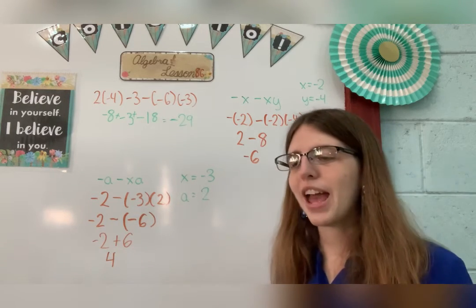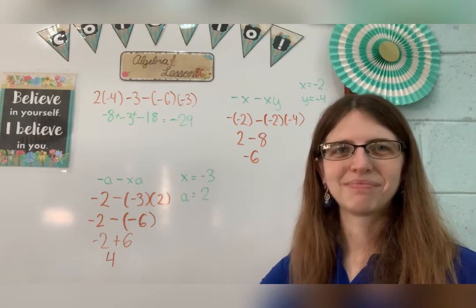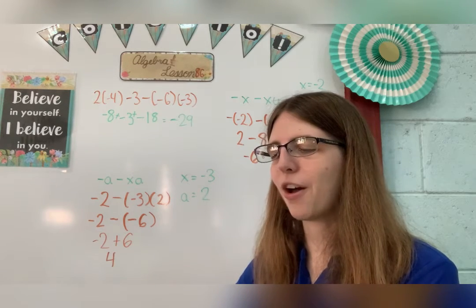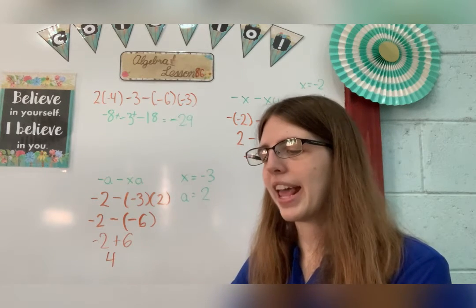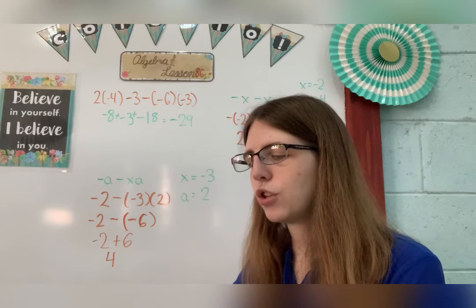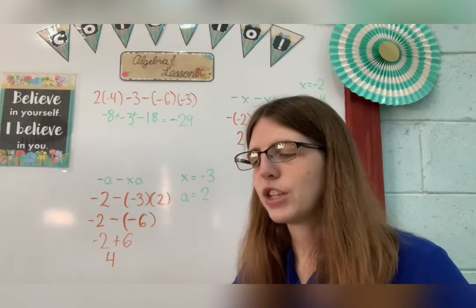Okay, pause your video now and do your practice on page 242. Okay, you should be back, ready to go. Letter A, you had AB minus A. So you should have had -2 times 3 minus -2, which gives you a -4.